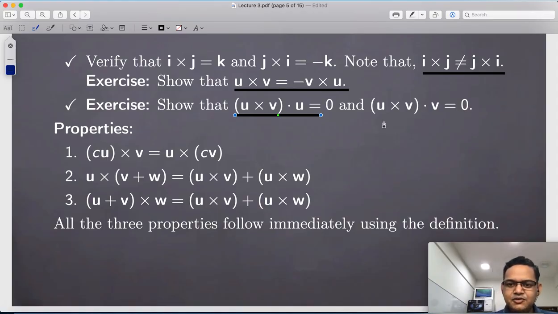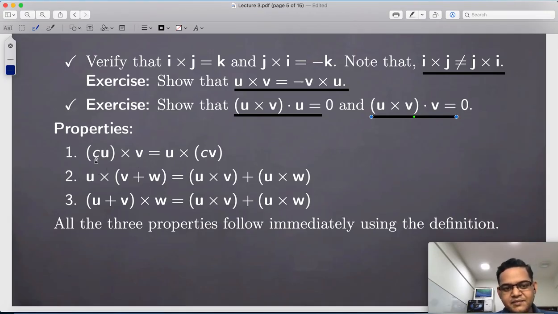But I would suggest that you try to prove it using the definition of the cross product, and then the dot product here. These three properties will be useful in doing this computation or this algebra. So everything is just going to follow using the definition of cross product. You just have to write down the definition and then one more line, and then you get whatever properties I have written over here.